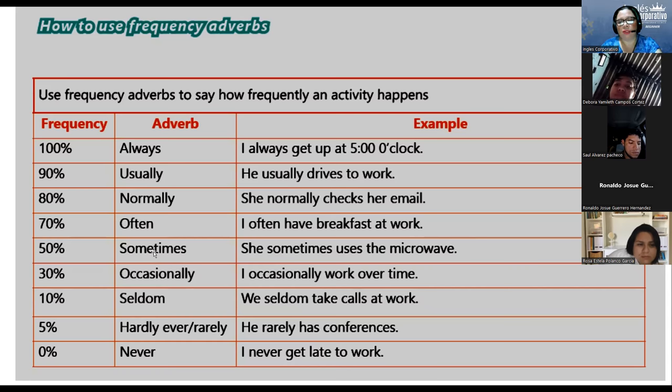Sometimes. So every other time, right? Sometimes, every other time. It means from time to time, right? She sometimes uses the microwave. Occasionally, it's just eventually, right? Occasionally, I occasionally work overtime.